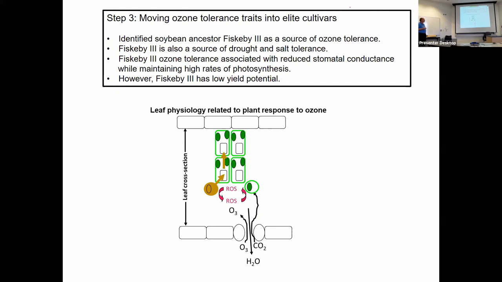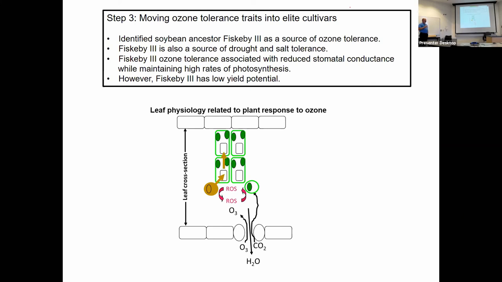But just to give you an idea about this, a little bit about leaf physiology. For ozone to really have the impact, it has to be able to get into the plant and react with the mesophyll tissues. So the stomates are critical here. This is a source of getting ozone in, of getting CO2 in to do photosynthesis, but also releasing water as part of transpiration.